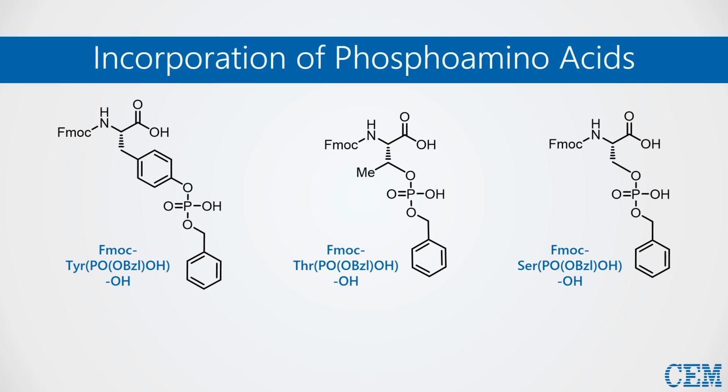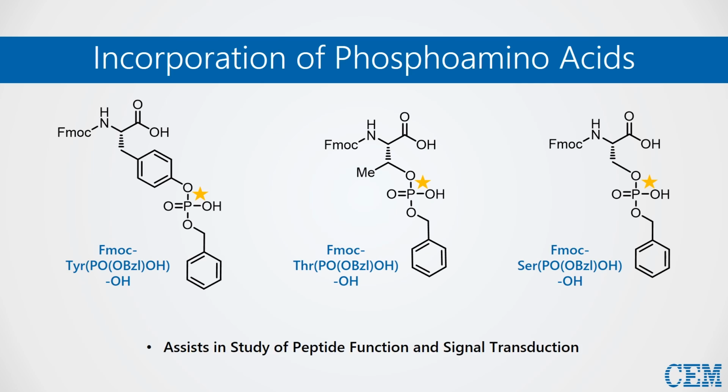Next, we are going to take a look at the incorporation of phosphoamino acids. Phosphorylation introduces a phosphate group onto tyrosine, threonine, or serine residues of a peptide. Enzymatic phosphorylation regulates the function of many peptides and proteins, and synthesis of phosphorylated peptides can assist in the study of their functions and signal transductions.